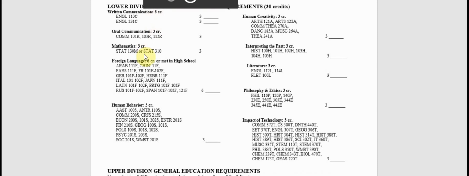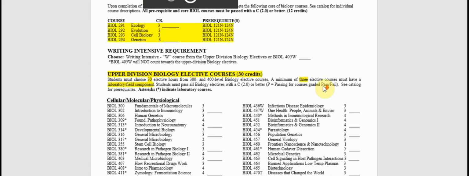If there's 3 credits, it means you need to take one class from those areas. If it's saying 6 credits, it means you've got to take two. And you can look at DegreeWorks for a more exhaustive list of all of these with their course descriptions and the prerequisites. So we'll hop up to the top.